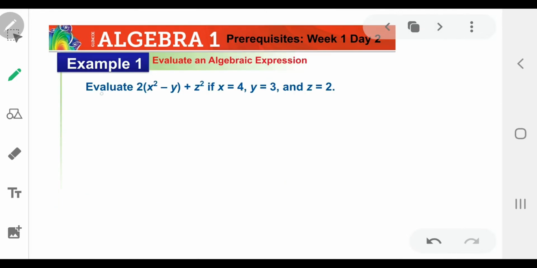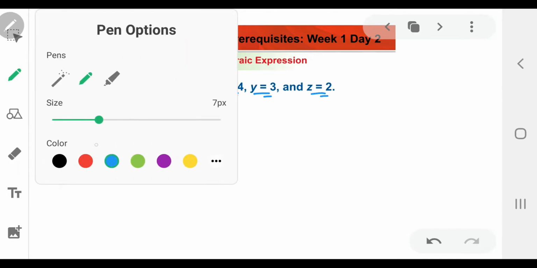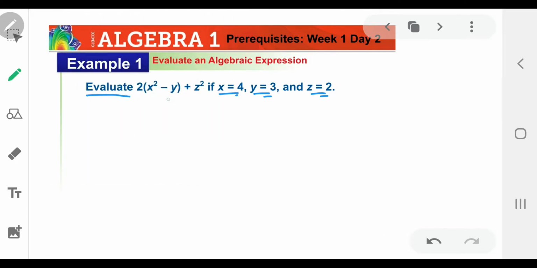But again, let's recall the meaning of evaluate. Evaluate means you're going to substitute or replace each variable by its given value. For example, here I have 2 between brackets, x squared minus y plus z squared. Each value of those variables is given. It's given that x is equal to 4, y is equal to 3, and z is equal to 2. So in order to evaluate this expression, you have to replace each variable by its value.